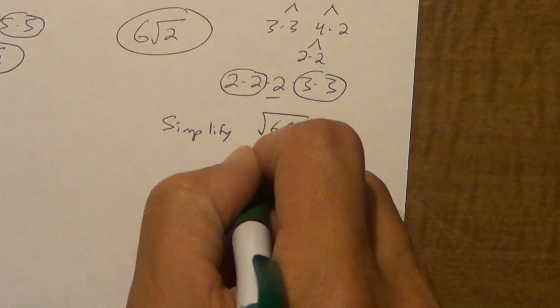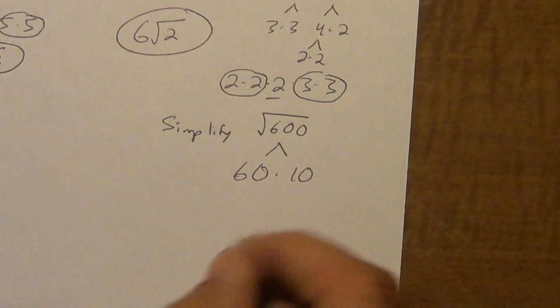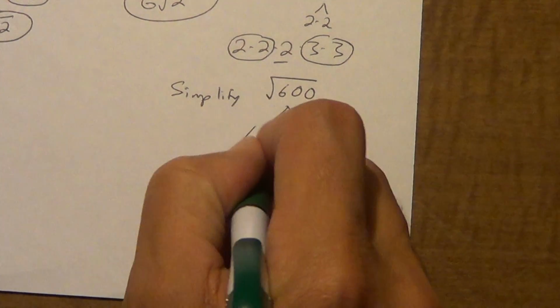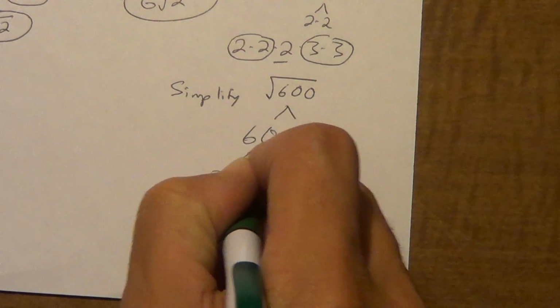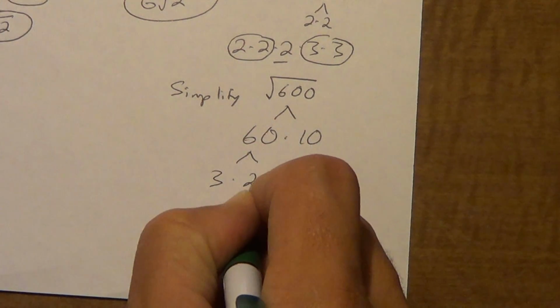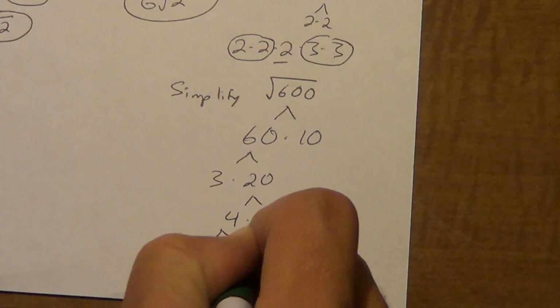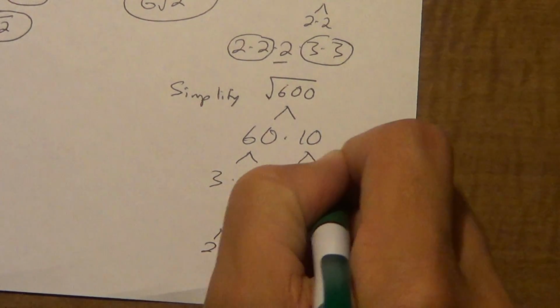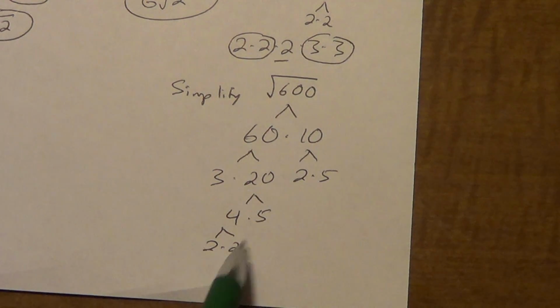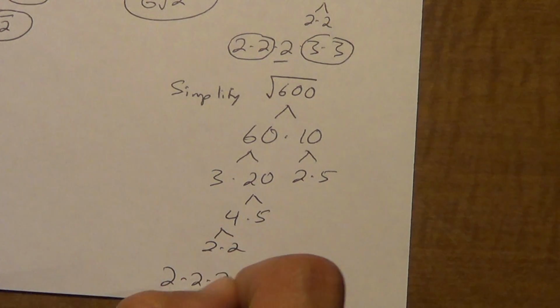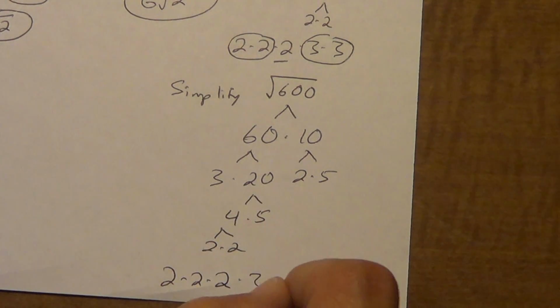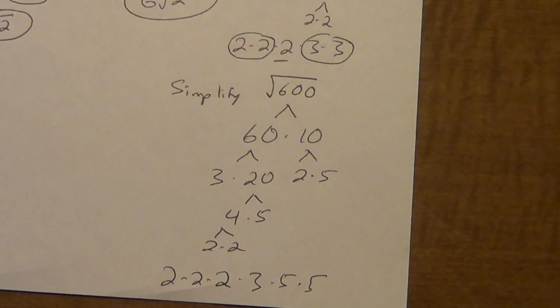Okay? Alright, what about this one? 600, this is a big one. 60 times 10. Some of you might have done 6 times 100. That's fine. Alright, 3 times 20. 4 times 5. 2 times 2. 2 times 5. Alright, now don't lose any of these. I have a 2 and a 2 and a 2. I have a 3. I have a 5. And I have another 5.